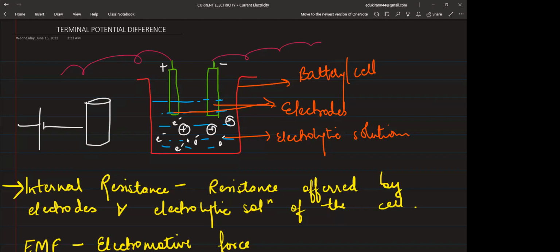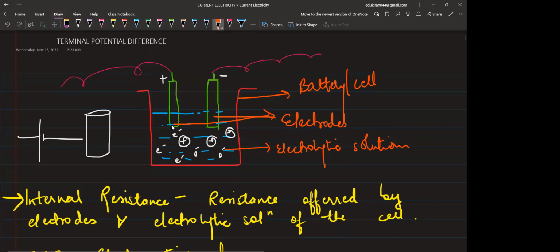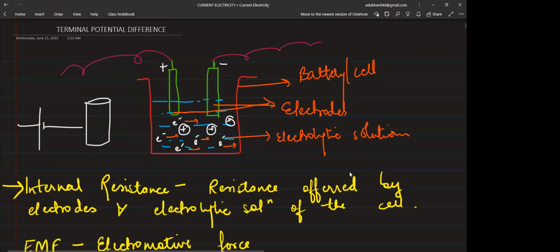So actually this happens. Now, whatever resistance and opposition is felt when these electrons are moving, that is called internal resistance. So it is the resistance offered by electrodes and electrolytic solution of the cell. This is internal resistance. Write it, Memuna. Then I'll start with EMF. Then we'll see how all these three are related.